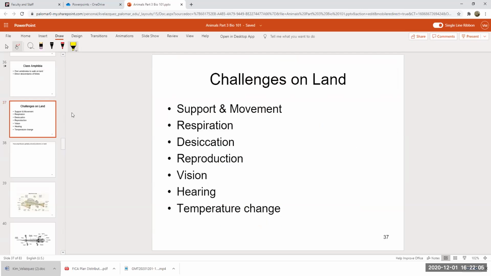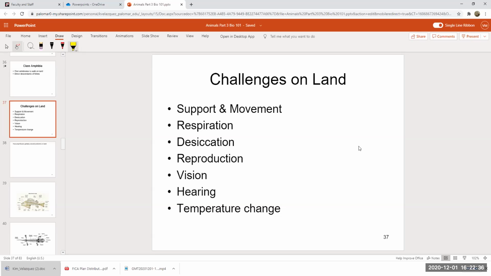Okay, so let's look at the challenges that these amphibians faced on land. And there are actually more than this, but this is kind of the short list. Support and movement. Obviously, moving on land under the pressure of gravity is very different from swimming in water. You're going to need legs, and you're going to need vertebral changes to support those legs. And I'm going to show you those on a picture in a minute.